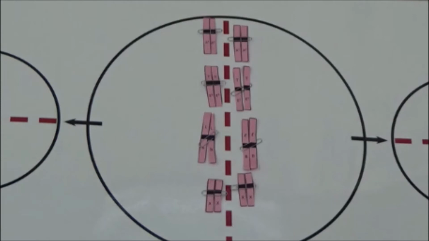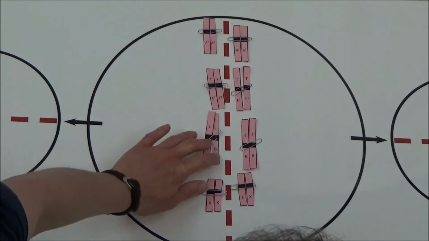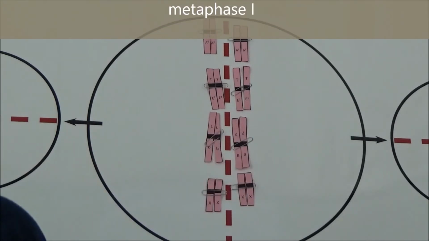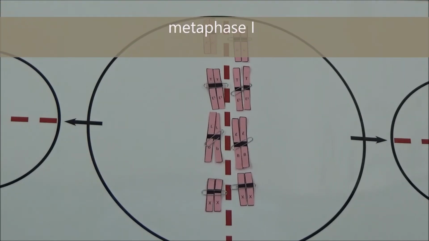Since this is meiosis, we expect that the daughter cells, which will be gametes, will have half the number of chromosomes as the parent cell. So the gametes should each contain 4 chromosomes. Okay, so what stage of meiosis is this cell in? We would say this is metaphase 1 because the homologous chromosomes are lined up at the metaphase plate.